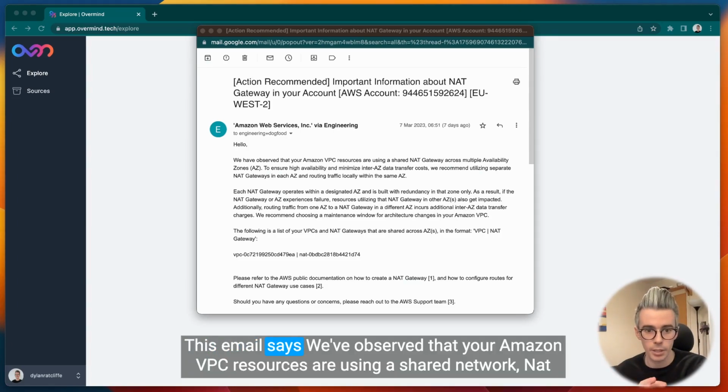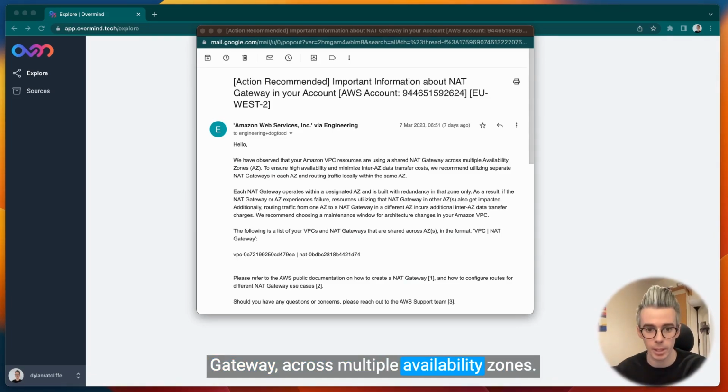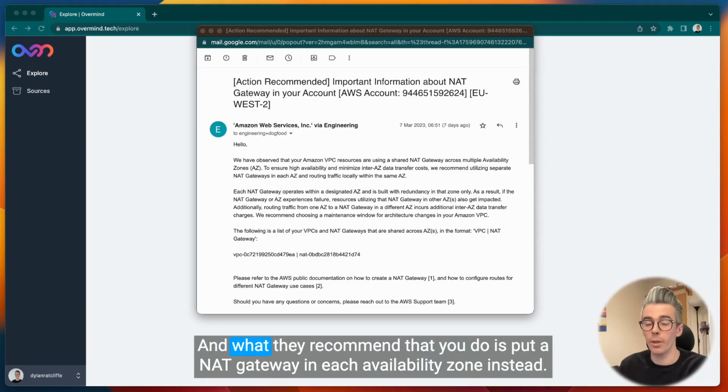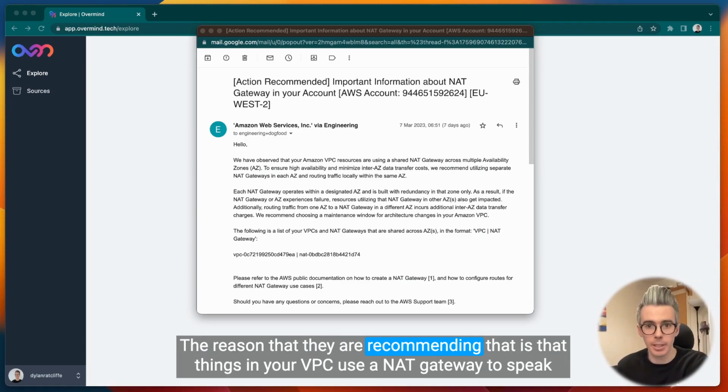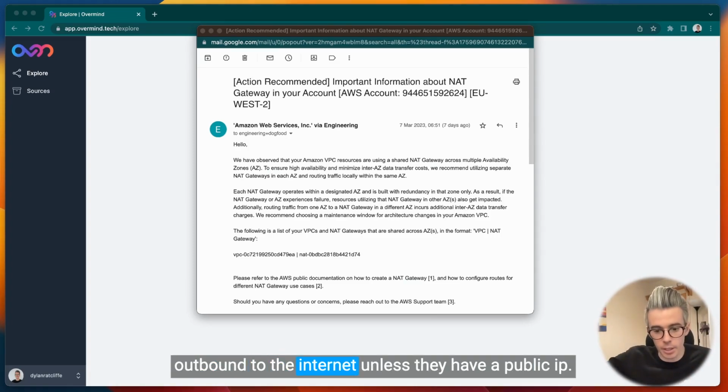This email says, "We've observed that your Amazon VPC resources are using a shared NAT gateway across multiple availability zones." And what they recommend that you do is put a NAT gateway in each availability zone instead. The reason they are recommending that is that things in your VPC use a NAT gateway to speak outbound to the internet unless they have a public IP address.